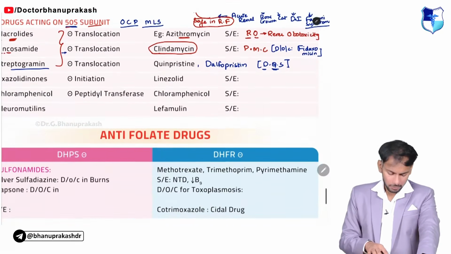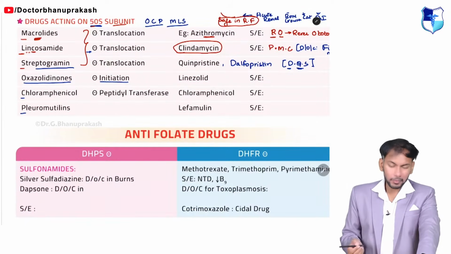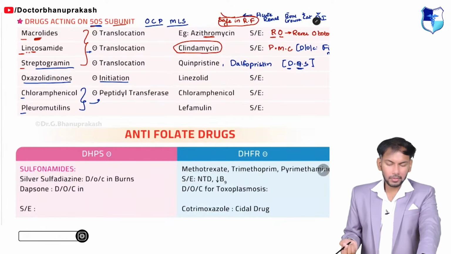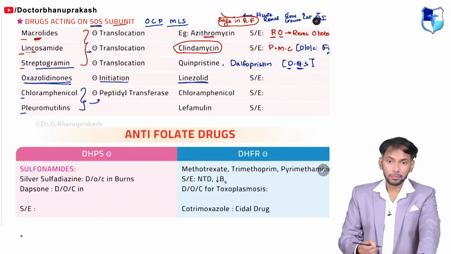Now, coming to OCP. OCP means oxazolidinones. Yes, it blocks the initiation. C and P, chloramphenicol, pleuromutilins. They will block peptidyl transferase. Now, what is oxazolidinone? It is linezolid.